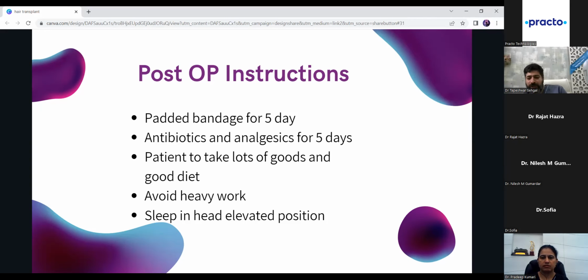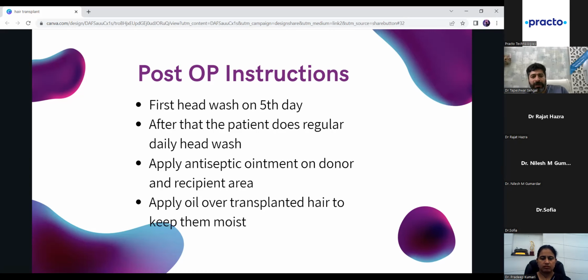In the post-op period, there are no other specific instructions except to avoid heavy work or avoid bending to do lifting or something. And he should sleep in a head-elevated position, just to control the swelling. Otherwise, he is allowed to take the normal diet and lots of fluids. And after the 5th day, we keep the head open. We tell him for 2 or 3 days to apply antiseptic ointment on both the donor area as well as the recipient area.